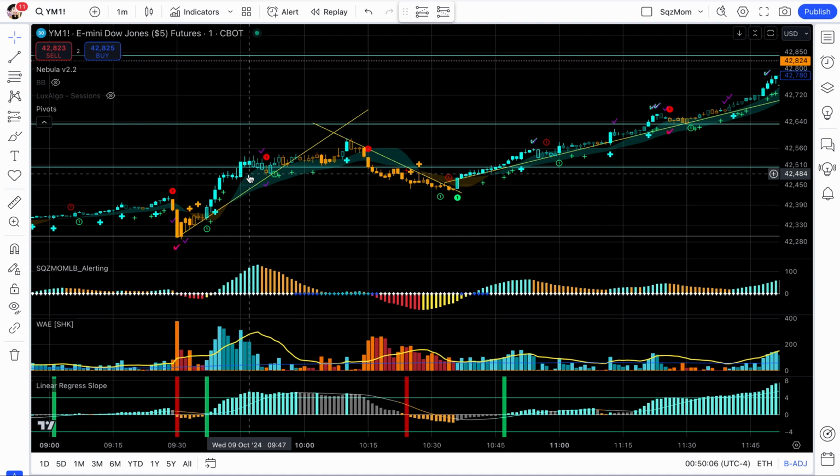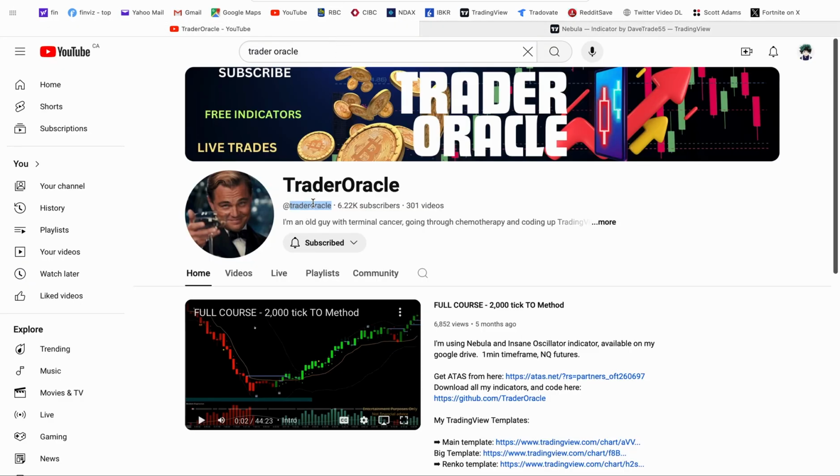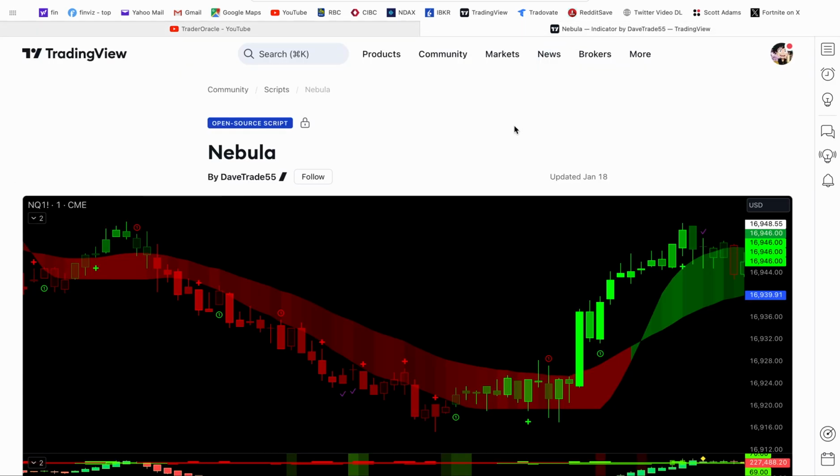It's a TradingView indicator created by the dashing and debonair TraderOracle. He's been coding for many decades and has created many excellent trading indicators. Definitely smarter than your average bear. You can learn more about Nebula and all his great other indicators from his legendary YouTube channel. Right there, TraderOracle. And you can find the Nebula indicator on TradingView. You can also find the source code for Nebula and his other indicators on his Google Drive.